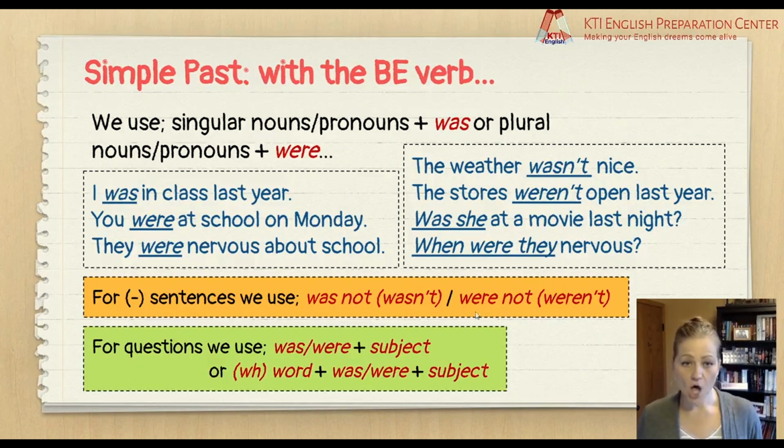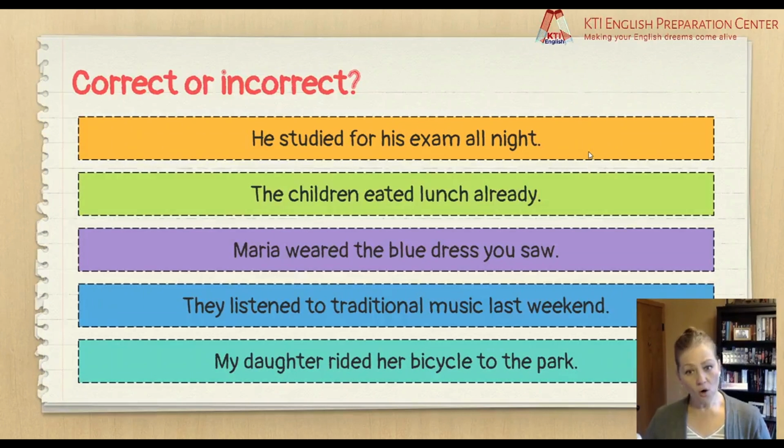The questions, was she at a movie last night? So we use the be verb first. It's kind of like our question word. Was she at the movie last night? Question word, when were they nervous? So question word, the past tense of the be verb for your plural pronoun or subject, and then your question, right? All right, hopefully that wasn't too fast.